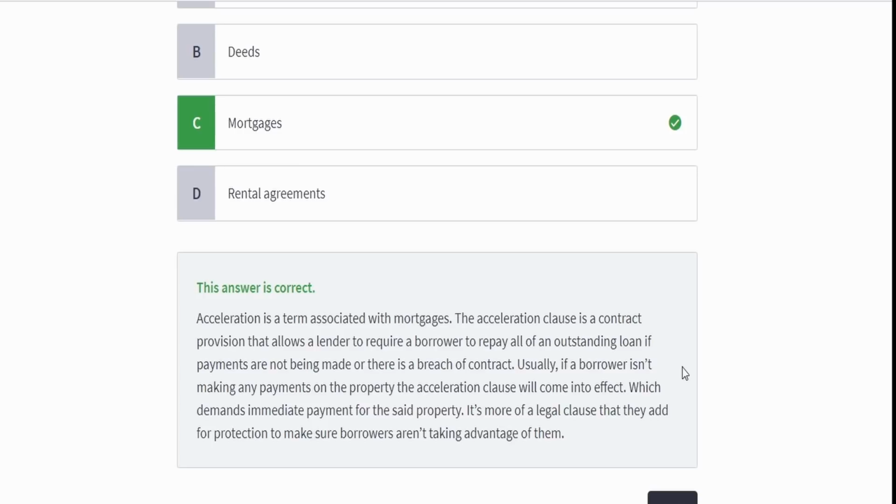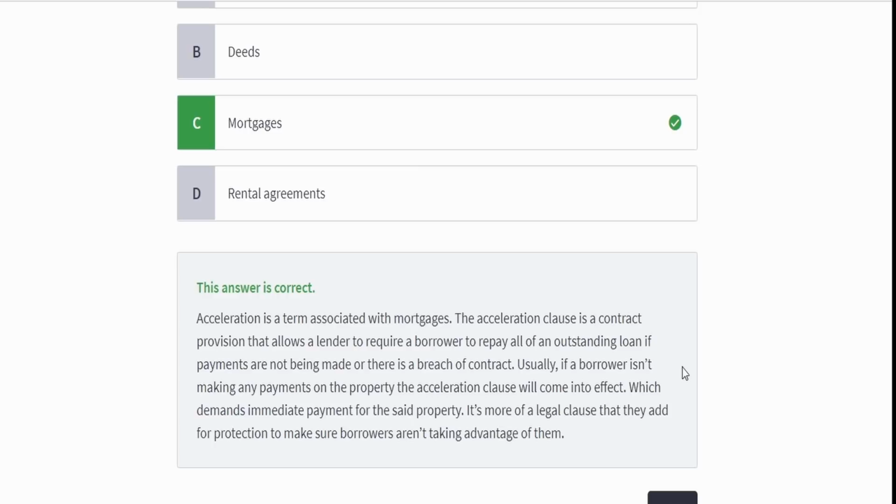The acceleration clause is a contract provision that allows a lender to require a borrower to repay all of its outstanding loan if payments are not being made or if there's a breach of contract. Usually, if a borrower isn't making any payments on the property, the acceleration clause will come into effect, which demands immediate payment for the property. I'm going to say that again. Which demands immediate payment for the property. It's more of a legal clause that they add for protection to make sure borrowers aren't taking advantage of them.